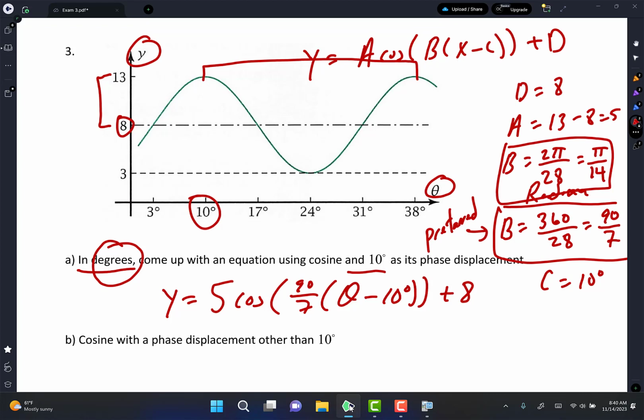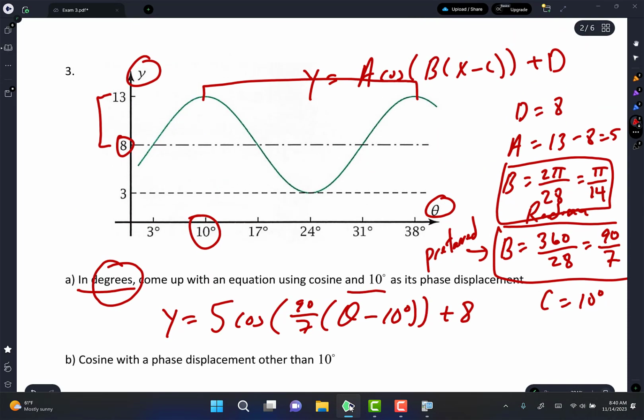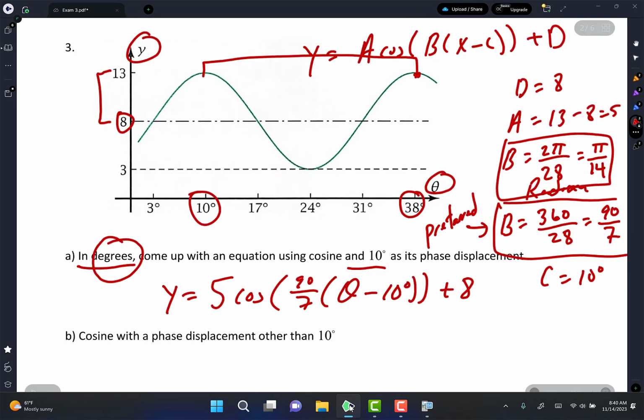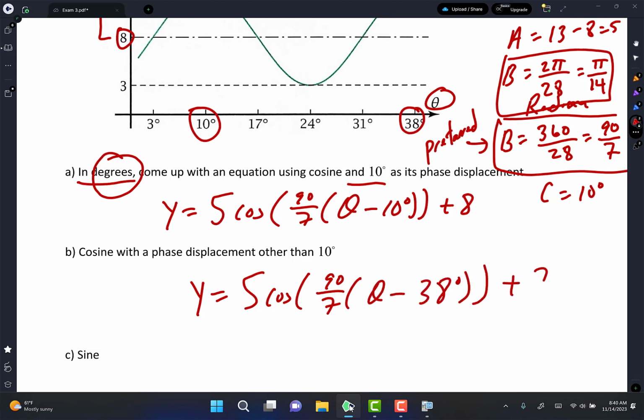How do we feel? Okay. All right, next one, guys. Cosine with a phase displacement other than 10. So if I'm using cosine, I have to use a peak. So nothing changes other than the phase displacement. 90 over 7, theta minus 38 degrees, close, plus 8. And there it is. That's it.